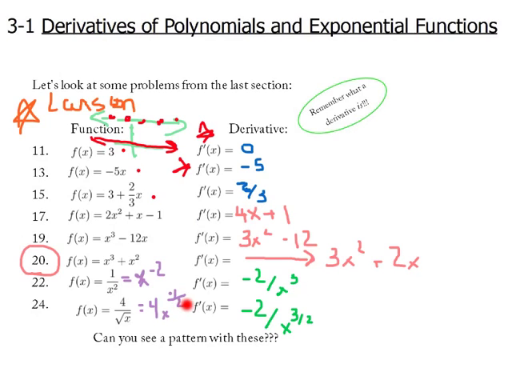The same thing happens here. Negative 1/2 times 4 gives you negative 2. So negative 2x to the 1 less power, to the negative 3/2, and then that got put down here.